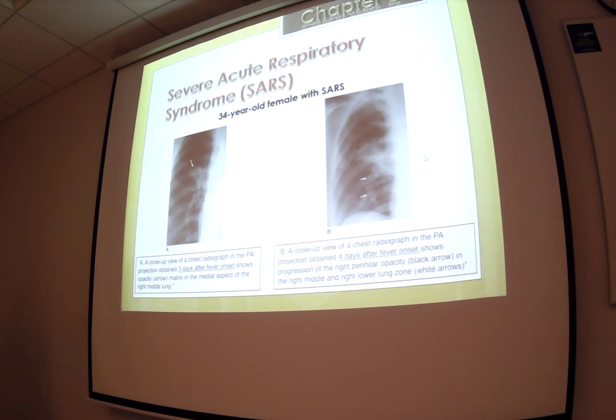So these are images of a 34-year-old female with SARS. So in this image, it's a PA projection 3 days after fever onset. You see that little opacity here. And then this was 4 days. So essentially the next day, you can see how large it grew with that infiltration and that opacity of that area.